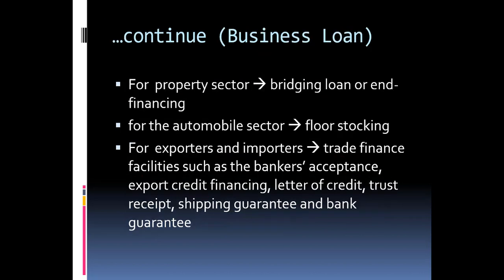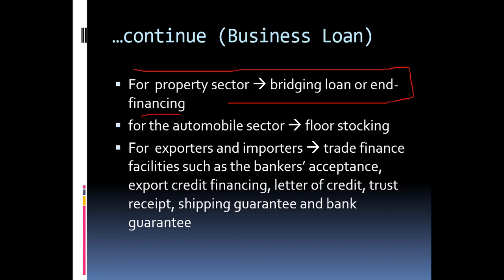Next, for the property sector, there is bridging loan and end financing. For the automobile sector, they have floor stocking. And for exporters and importers, there are trade business facilities such as bankers acceptance, export credit financing, letter of credit, trust receipt, shipping guarantee, and also bank guarantee.